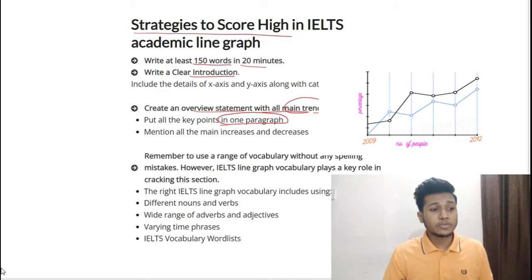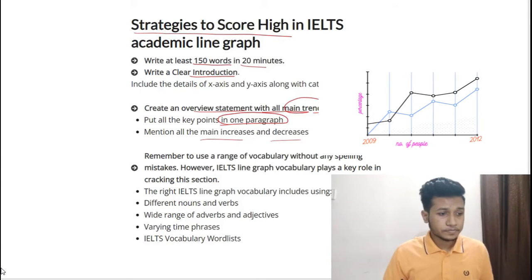And you should mention all the main increases and decreases. If you see a sudden increase and then a sudden decrease, then mention the increase and the decrease. Don't mention the small increases and decreases in between, because those are not important. Important are those that have increased gradually, constantly, or rapidly. Those things are much more important.